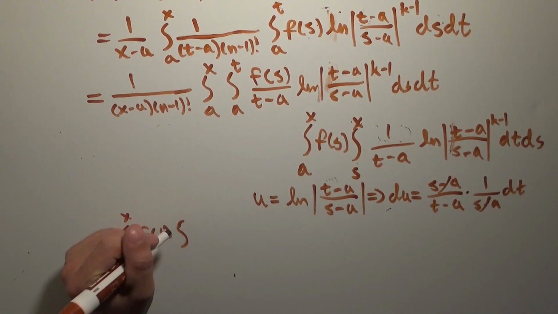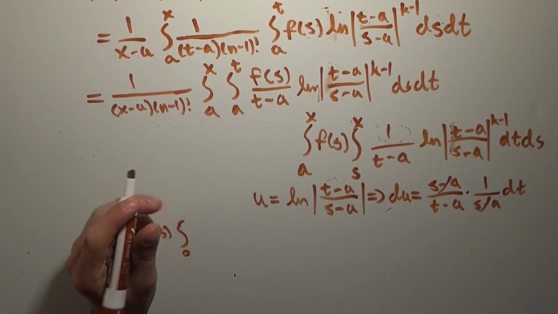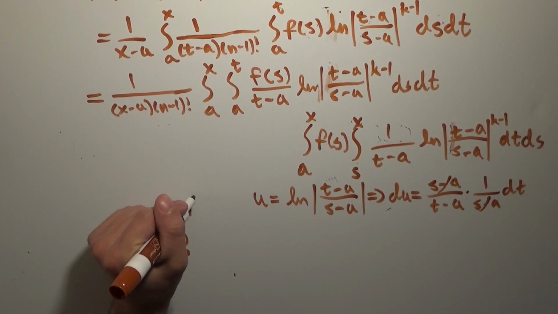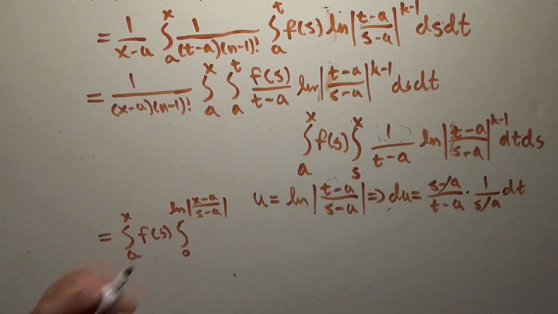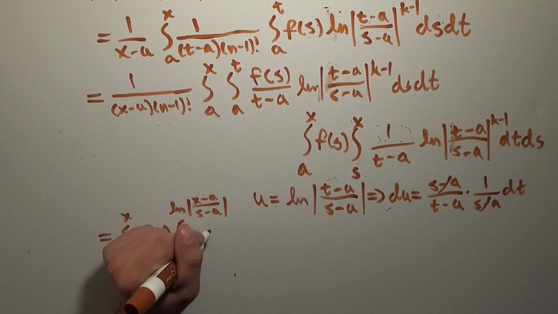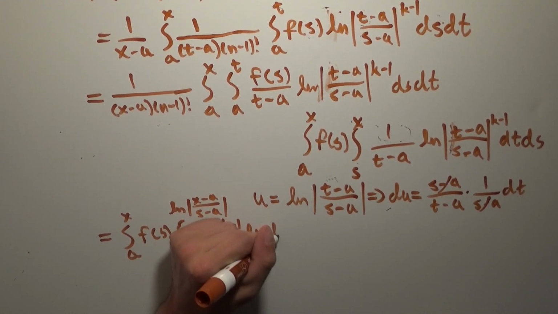So we will have 0 in the bottom bound there. And then if we plug in x, we're just going to end up with log of the absolute value of x minus a over s minus a, and that's the upper bound of our integral. That's kind of funny because it's very clunky, but that's the upper bound. And so now we have u to the power of k minus 1 du ds, right?